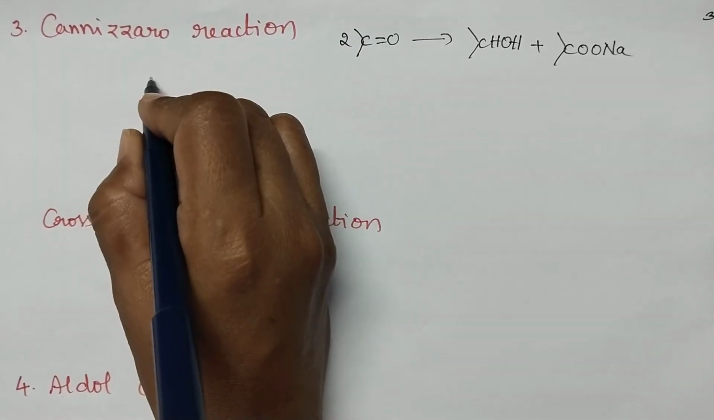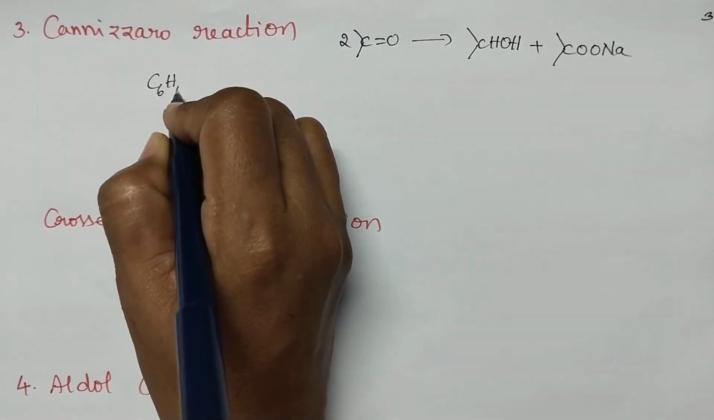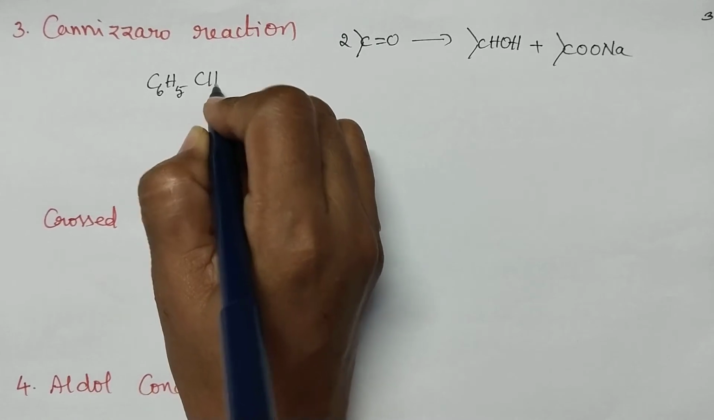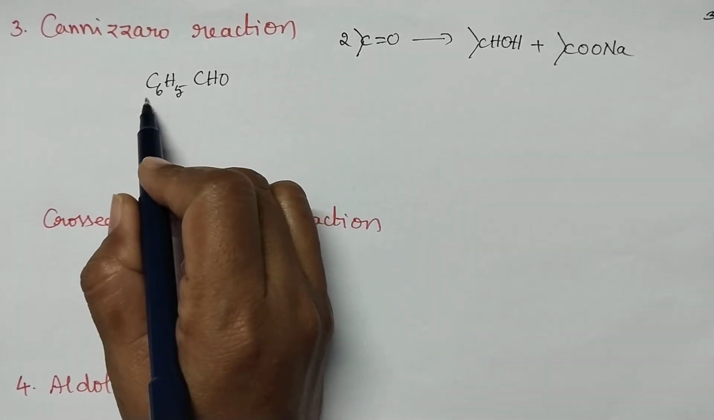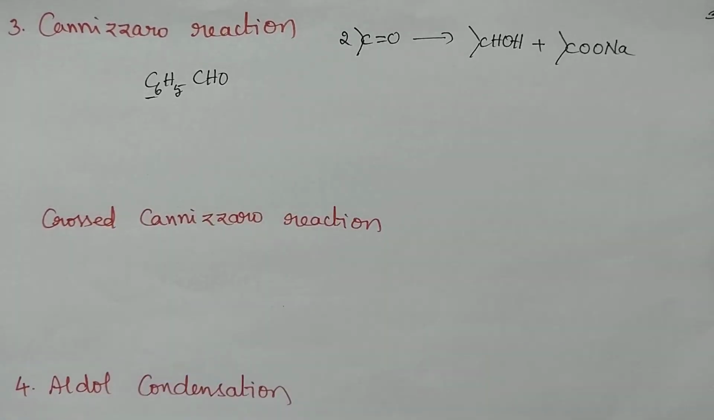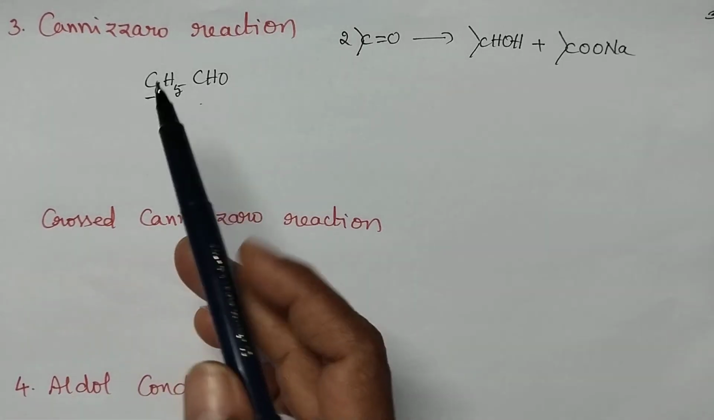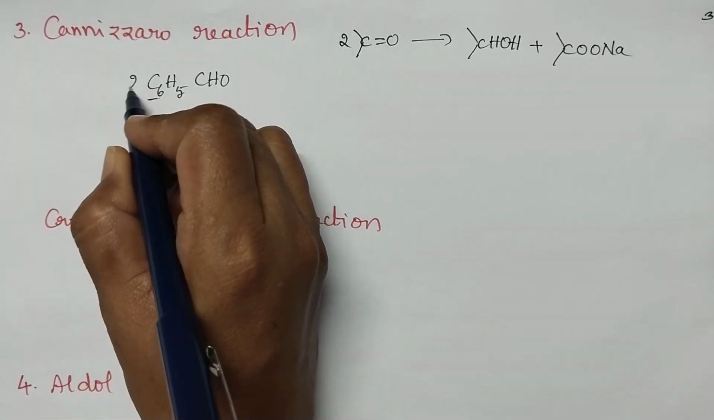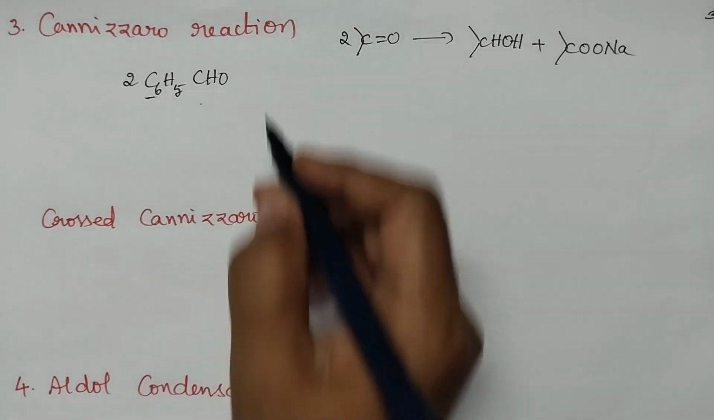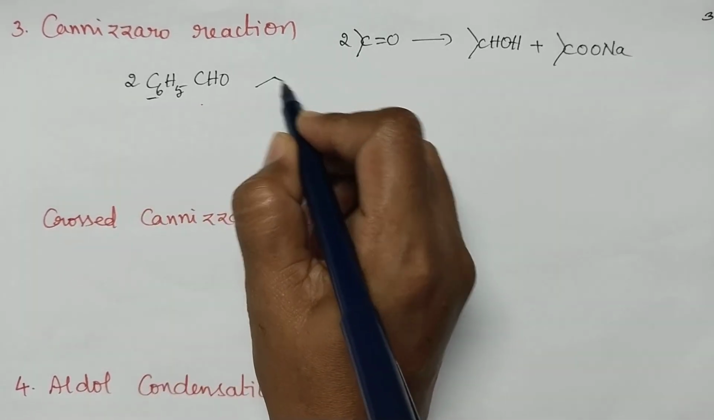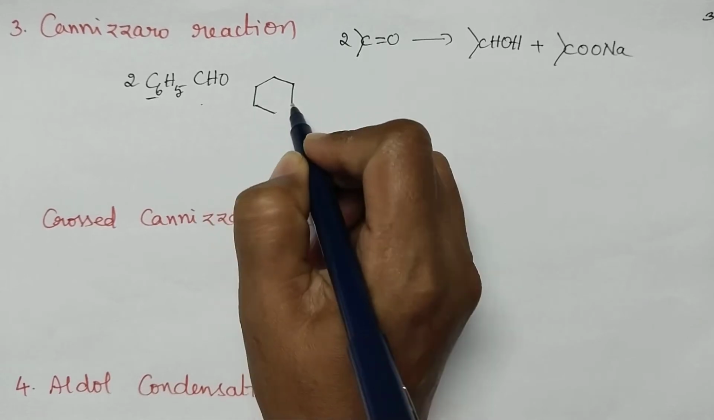Let us consider one simple example. Whenever we consider benzaldehyde, it is not at all having any alpha hydrogens. So it undergoes Cannizzaro reaction. So two molecules of benzaldehyde. Let us see the structural formula of benzaldehyde.